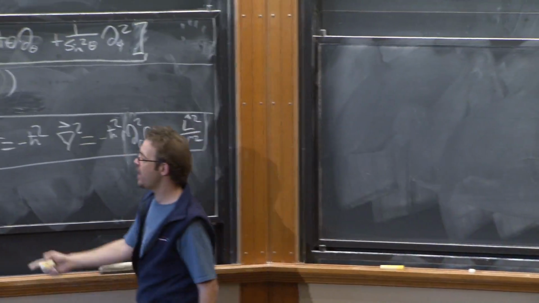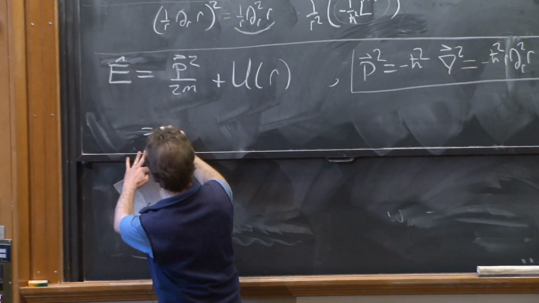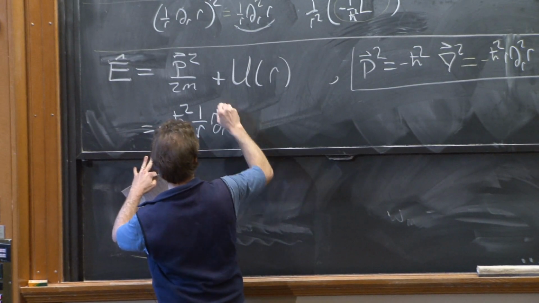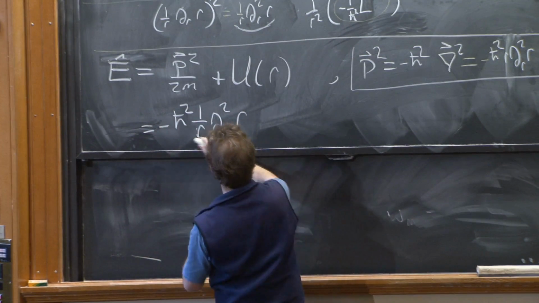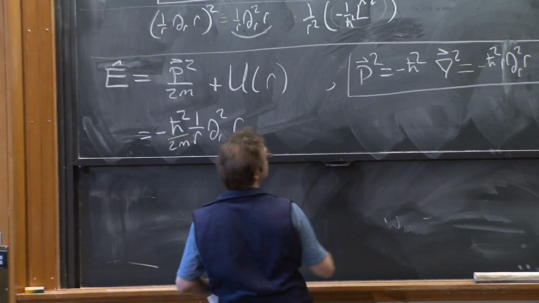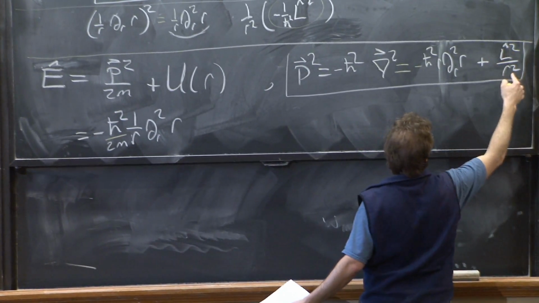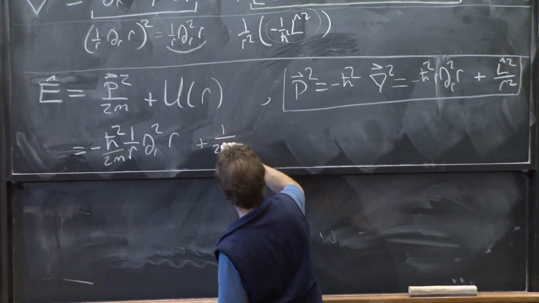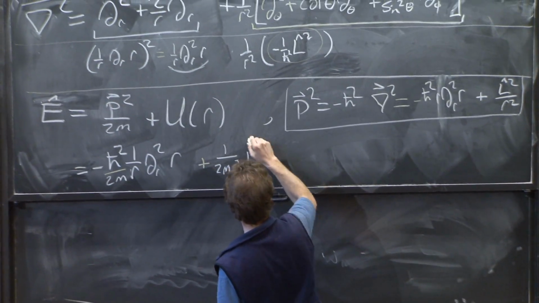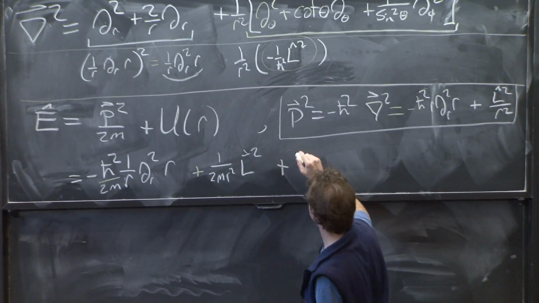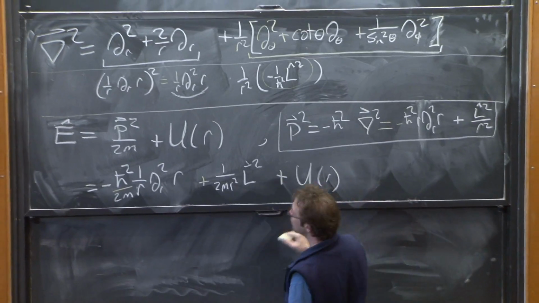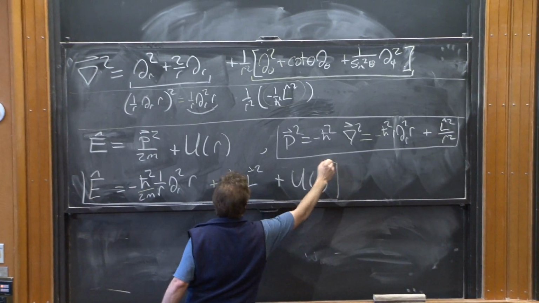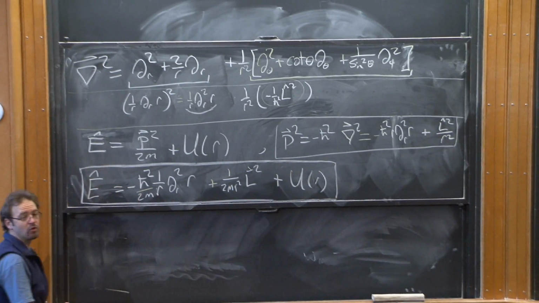Okay. So the energy can be written in a nice form. This is minus h bar squared 1 upon r dr squared r upon 2m, because it's p squared upon 2m. And from the second term, L squared over r squared upon 2m, plus 1 over 2m r squared, L squared, plus U of r. Okay, and this is the energy operator when the system is rotationally invariant in spherical coordinates. Questions?